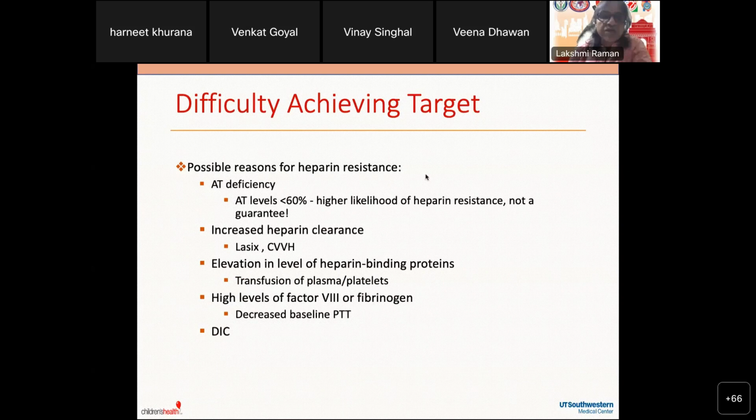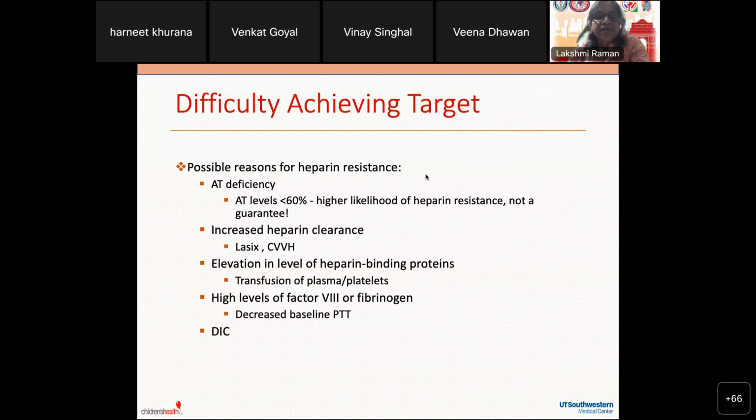As I mentioned early on, heparin is cleared by the kidneys. So if you're using a lot of diuretics or you're on CRRT, then you have to worry about whether the patient needs increased heparin. And as I said, with elevation of heparin binding proteins, when you're giving a lot of transfusion of plasma and platelets, then your heparin needs may go up.